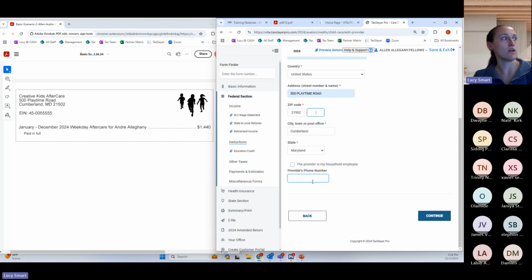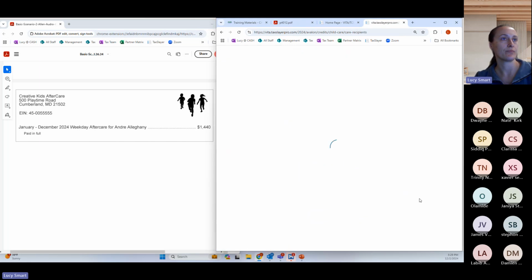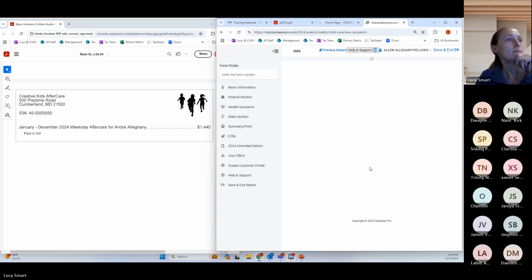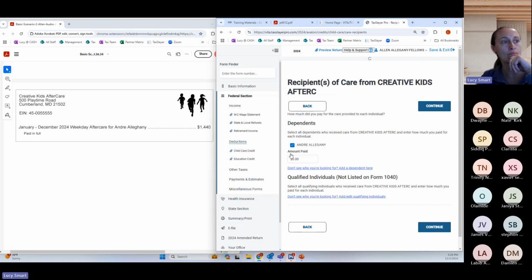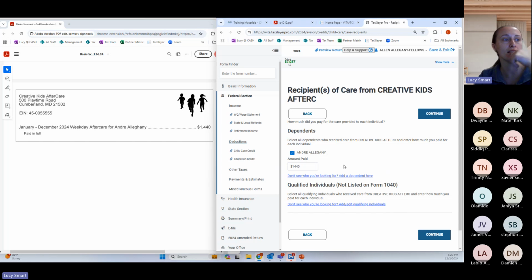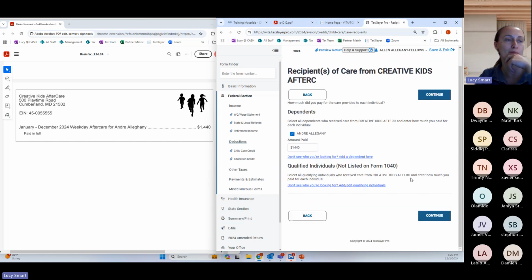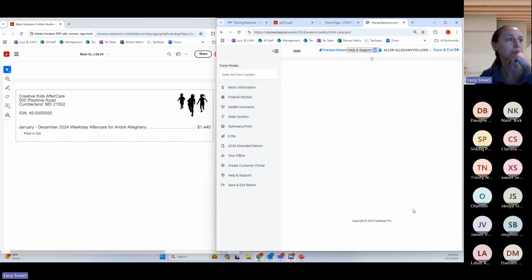You don't have to enter the phone number. It's not required, and the provider is not their household employee, so we can click continue. Then we have to select who the expenses were for. Andre's the only eligible person based on his age and disability status, so we check him, and then we put the total amount paid, which is $1,440. Remember, we cannot include the extra babysitting expenses because that was paid to their own dependent. We click continue.